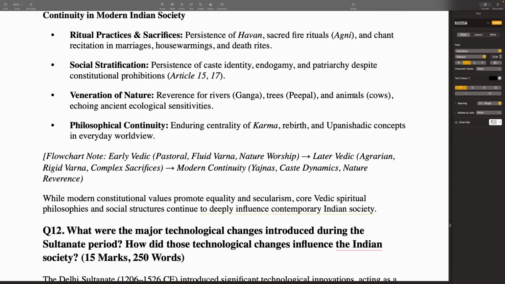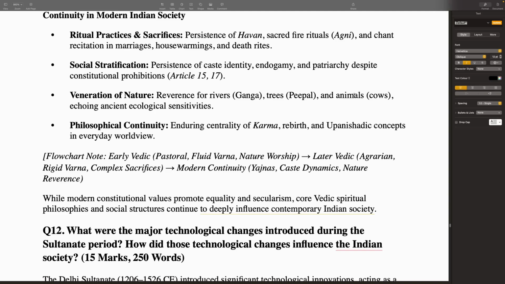Continuity in modern Indian society. Ritual practices and sacrifices. Persistence of Havan, sacred fire rituals, Agni, and chant recitation in marriages, housewarmings, and death rites. Social stratification, persistence of caste identity, endogamy, and patriarchy despite constitutional provisions, Article 15 and 17. Veneration of nature, reverence for rivers, Ganga, trees, people, and animals, cows, echoing ancient ecological sensitivities.